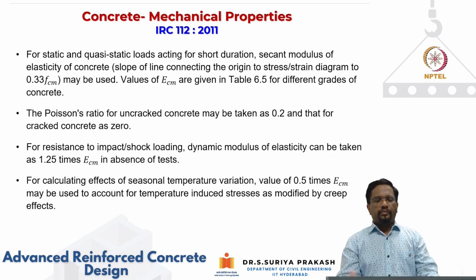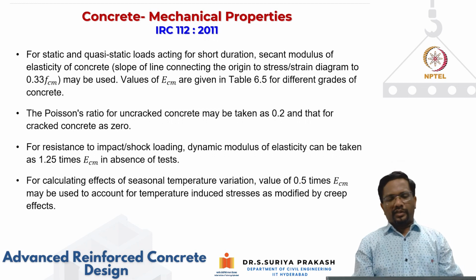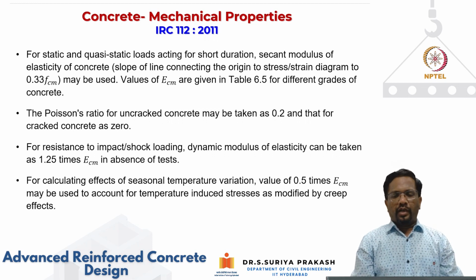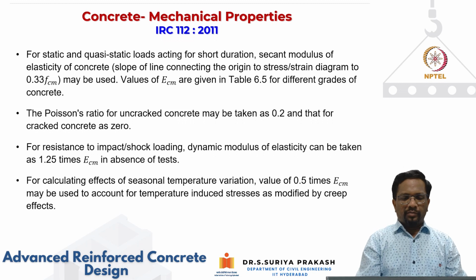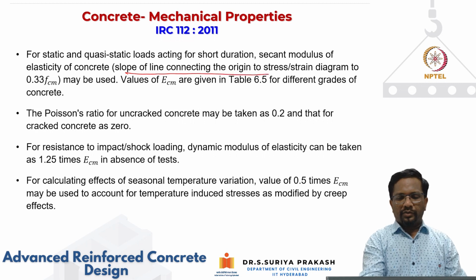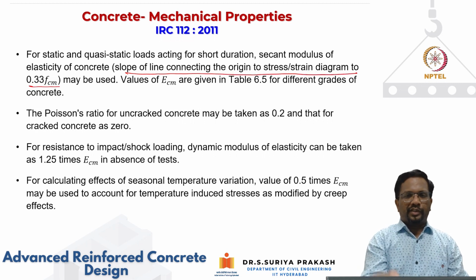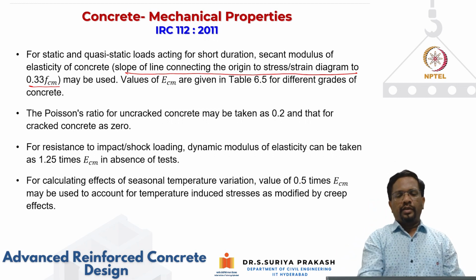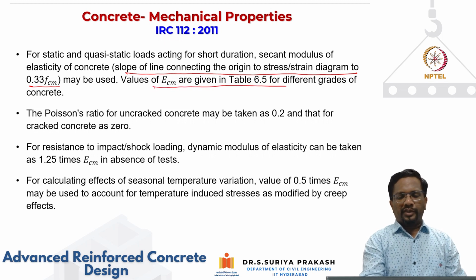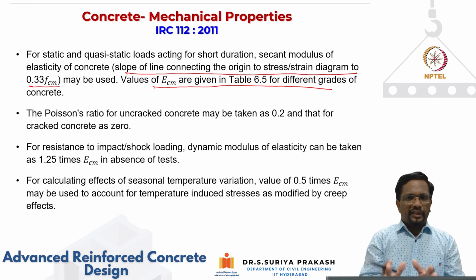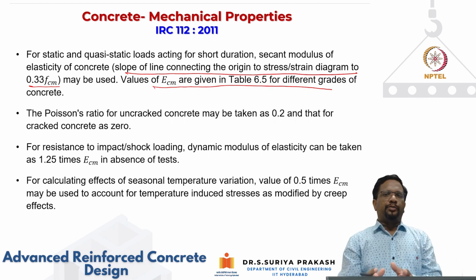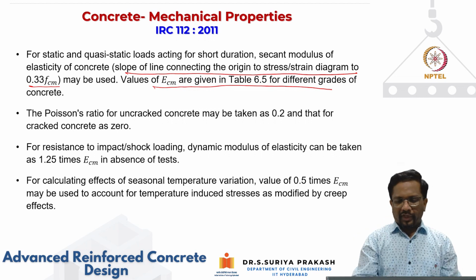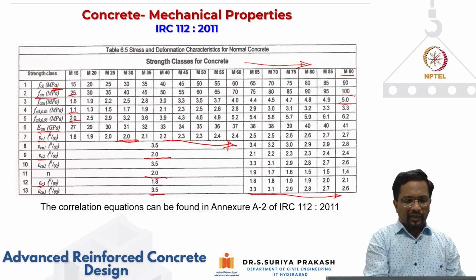Okay. So again, for static and quasi-static loads which are acting for short duration, the secant elastic modulus can be taken as the elastic modulus ECM, which is found by drawing the slope of the line connecting the origin to the stress-strain diagram at 0.33 fcm. So what is fcm? Again, it is the mean compressive strength. So we can calculate like this, or you can also use the ECM values specified in Table 6.5. But one thing is, the elastic modulus is proportional to the square root of your compressive strength. Okay. So if you see here, these values are given, ECM is given here.